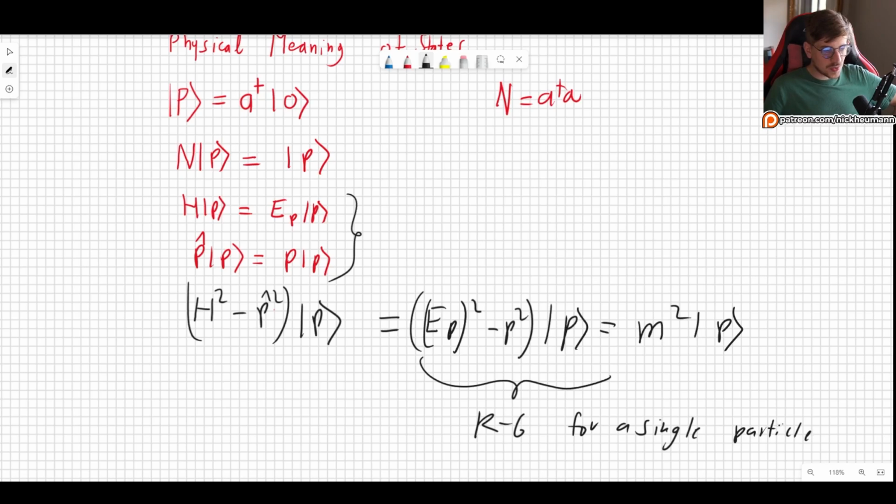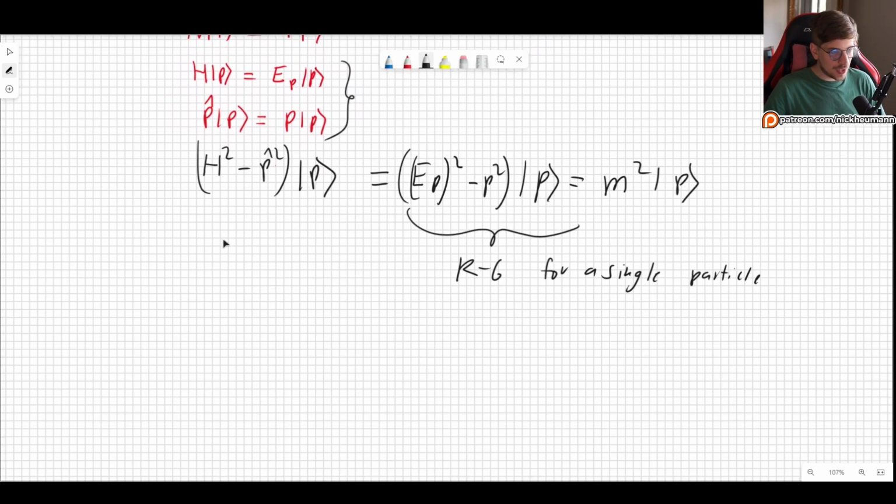Now, why is this relevant? Because this says that the particle that we create with our operator satisfies the Klein-Gordon equation for a single particle. Okay, so basically the thing that we create acts like a particle. That's the point. Whatever we are creating is acting like a single particle.